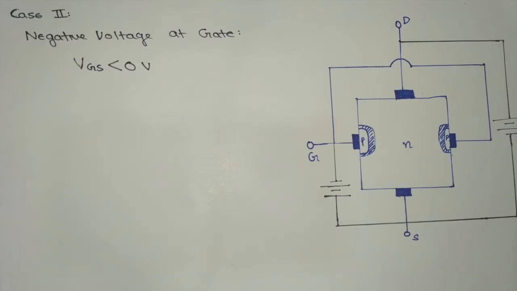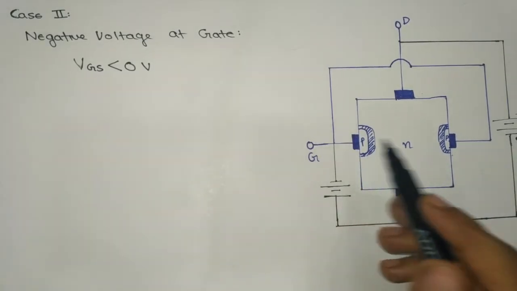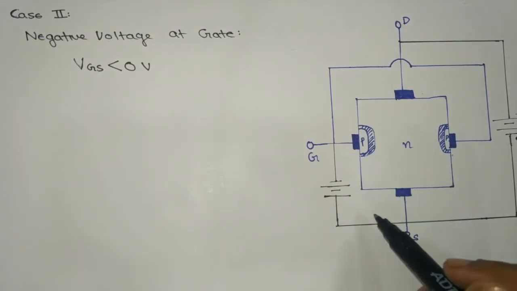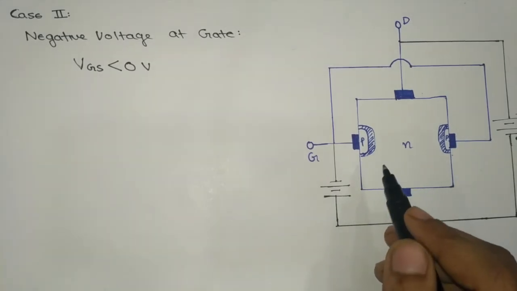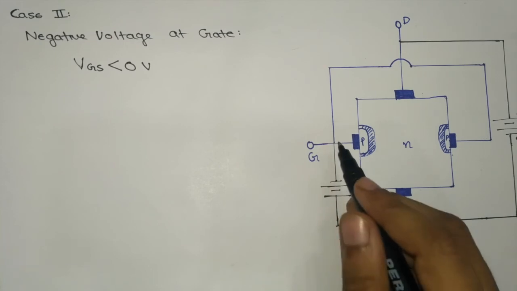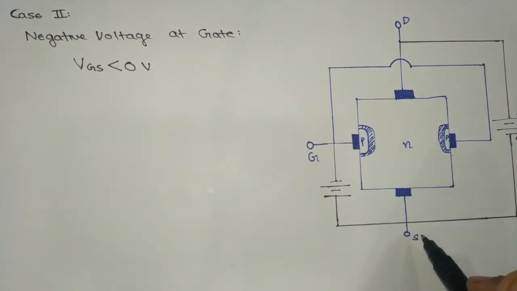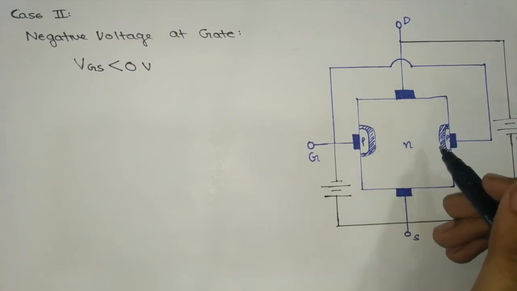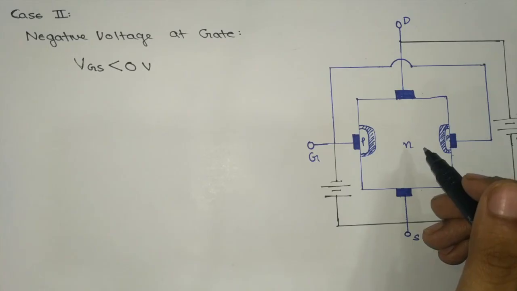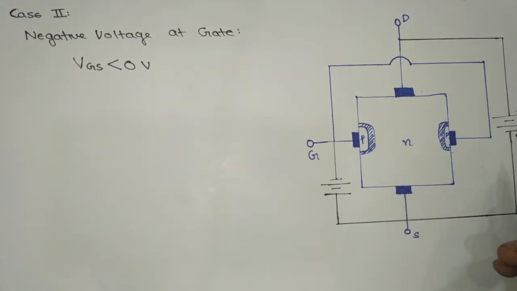Now for the second case, VDS must be greater than 0, and here the VGS is less than 0, or a negative potential. That is, at the gate, the negative terminal of the battery is connected, and at the source, the positive terminal of the battery is connected. Therefore, the P type of the PN junction is connected at a lower potential. Therefore, at a lower value of VDS, the pinch off condition would be reached.